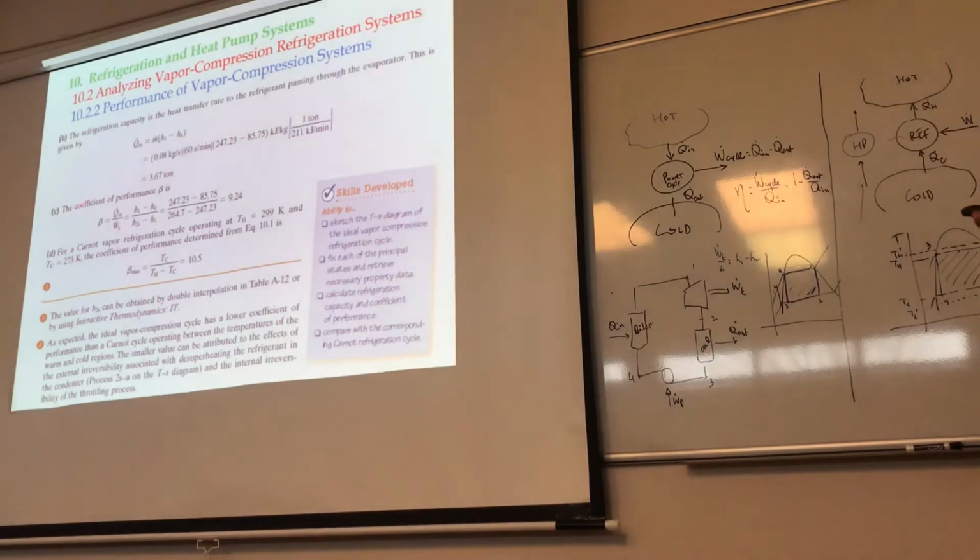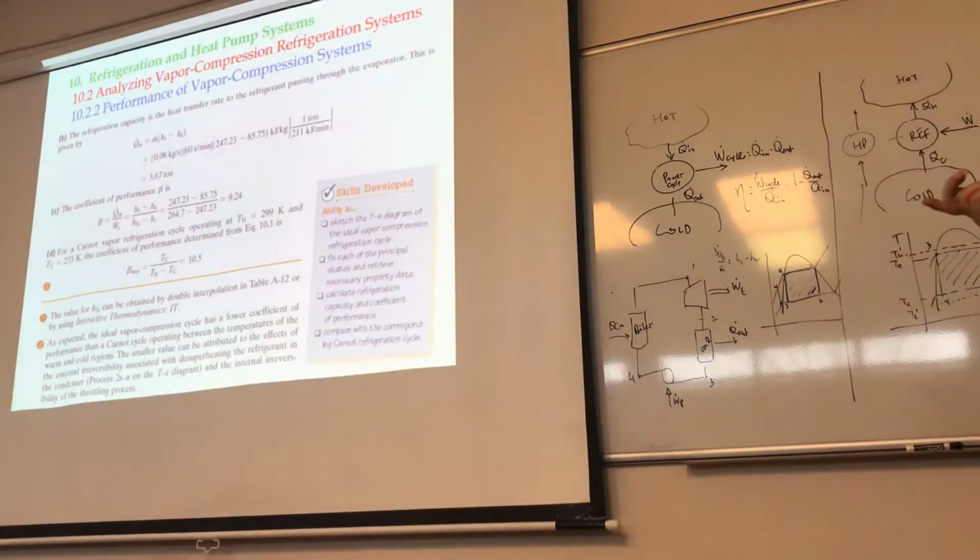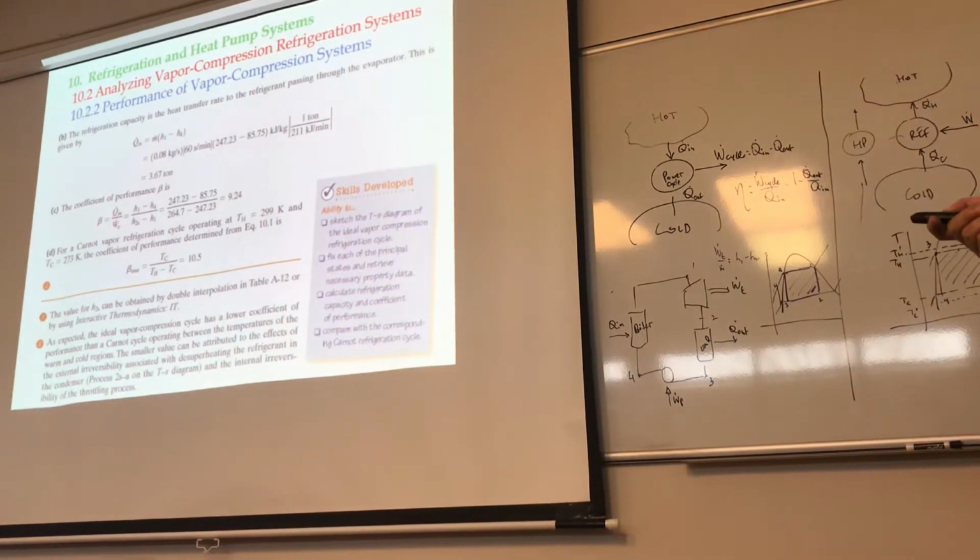Number 3, what is the coefficient of performance? The actual coefficient of performance is a function of the H's, in other words Q in divided by W compressor, and we know Q in is H1 minus H4, so you find 9.24. And what is the Carnot one? The Carnot is only a function of the reservoir temperatures, and thank God this number is higher than this, otherwise it means we have screwed up somewhere.